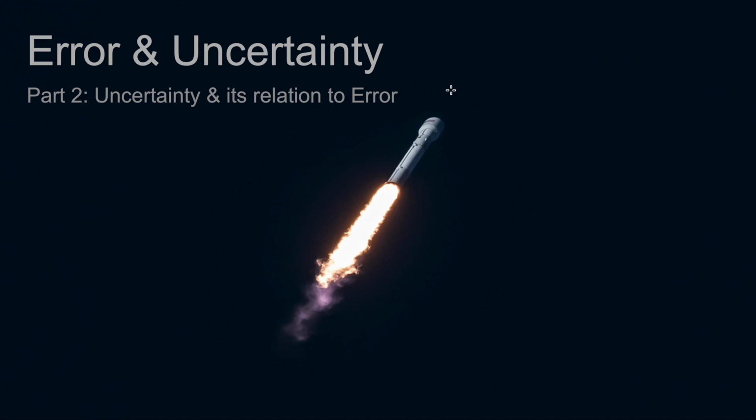This is the second part of the video, error and uncertainty. So in this video, we'll be talking about uncertainty and its relation to error. The previous video was about error and types of error. This video will cover uncertainty and its relation or difference to error. What's the main difference between error and uncertainty? Let's get started, shall we?